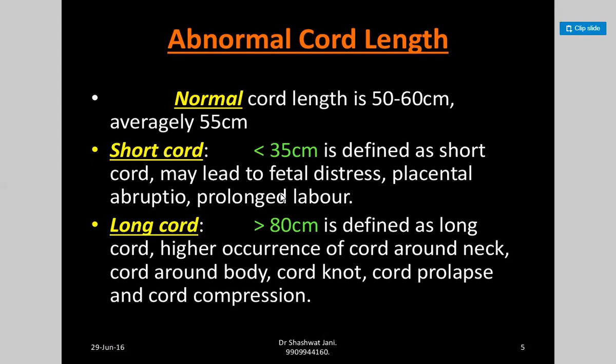And the long cord, what is it? If it is more than 80 centimeters, it is defined as a long cord. There is a higher occurrence of cord around the neck, that is the loop, as I have already explained. Cord around the body is also there. There is an actual knot, called a true knot or cord knot. And sometimes, if a long cord is there, it prolapses from the child. That is called cord prolapse, and it can lead to compression, that is cord compression.